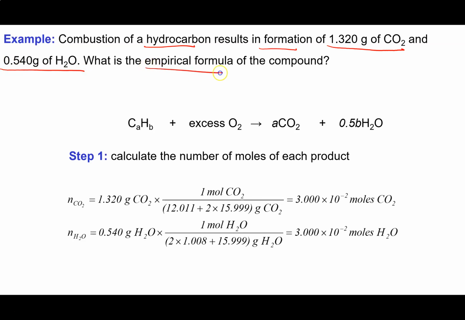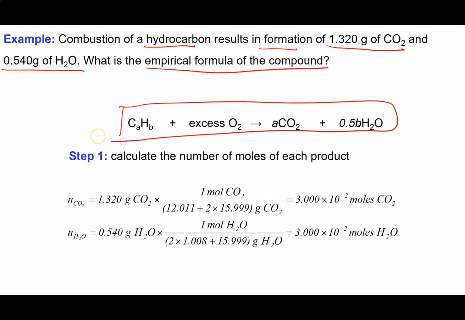And then we were asked, what is the empirical formula of the compound? So we're just going to remind ourselves of the general equation for the combustion of a hydrocarbon, and we see that we get 1 mole of CO2 for every mole of carbon that's in our compound, and we get half a mole of water for every mole of hydrogen in our compound.